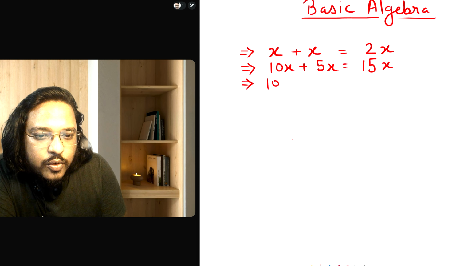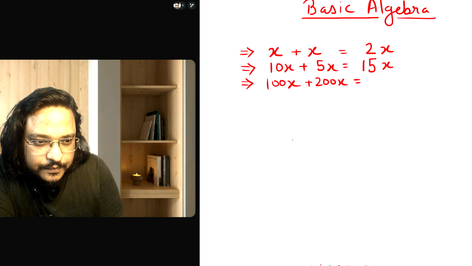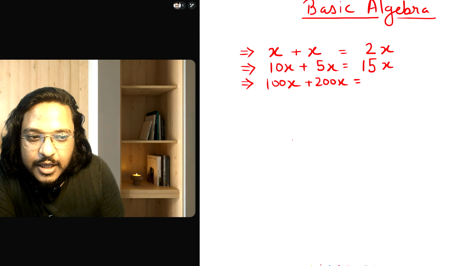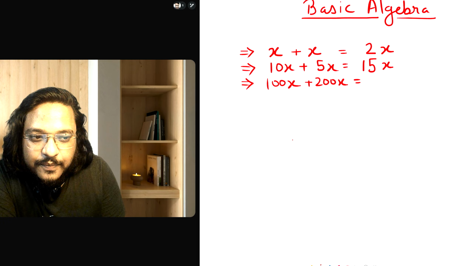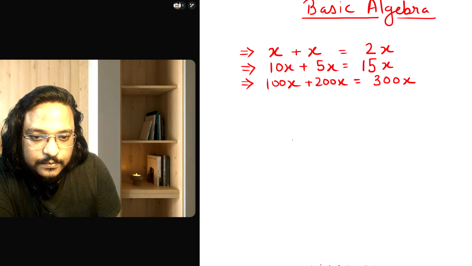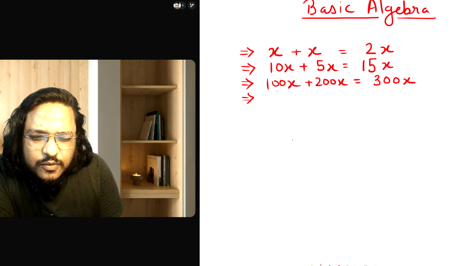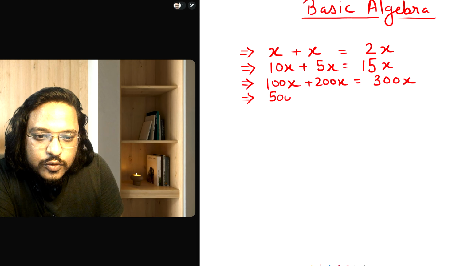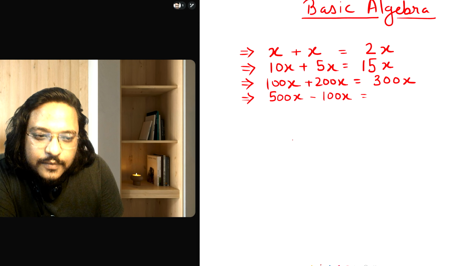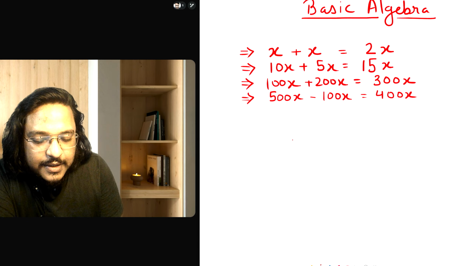What about 100x plus 200x? How much is that? Again, you can pause the video, say the answer in your mind, and then play it to find out. The answer is 300x. Then it won't be any difficult for you to also do 500x minus 100x. The answer is 400x.